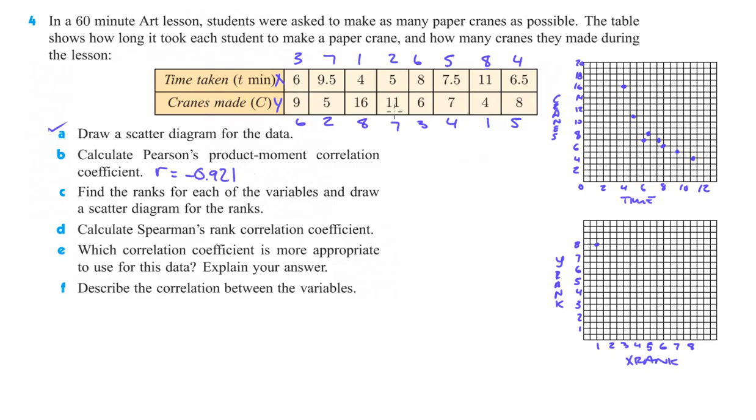And then I'm going to find 2. 2 goes with 7. And then we will continue this and graph each and every one of those. Okay, and that's what our rank scatter diagram looks like for the ranks. Okay. So we've done those.